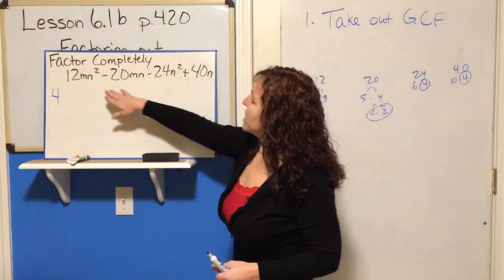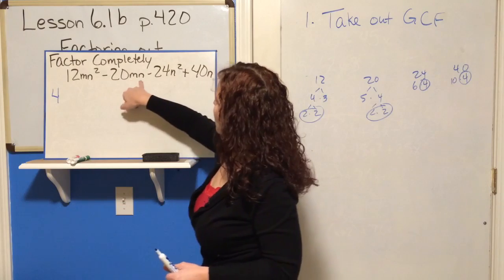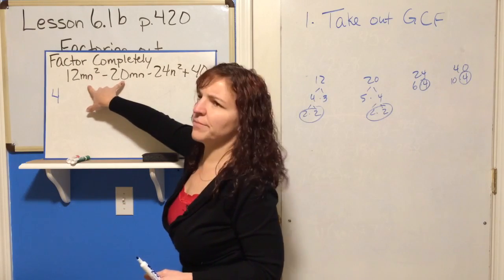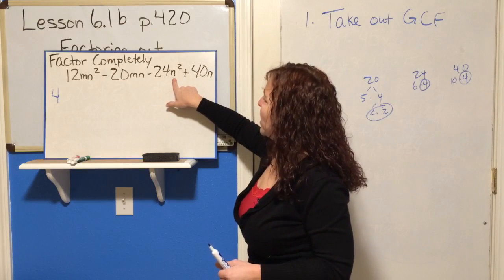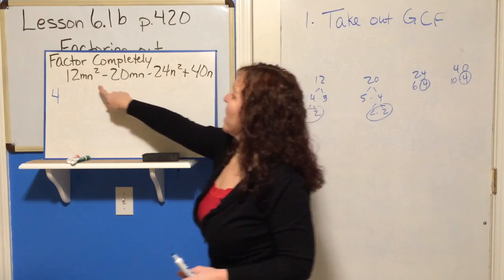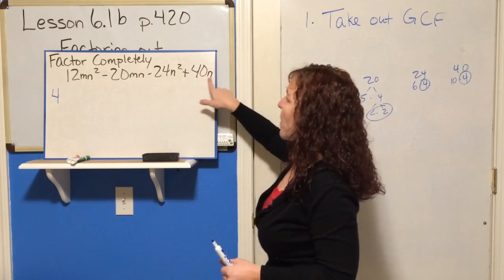Now what about mn squared, mn? Both of those have an m and an n. Oh, there's no m here. Oh, but there is an n. There's n's in all of them.